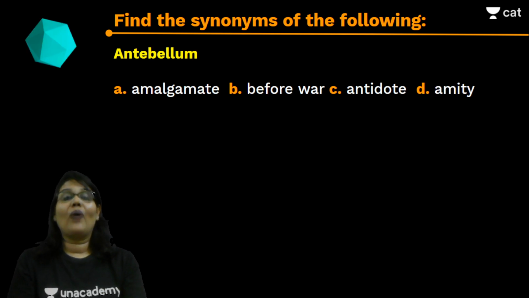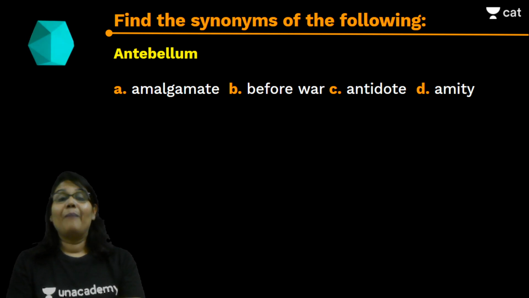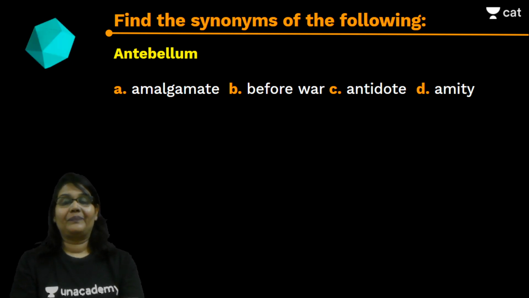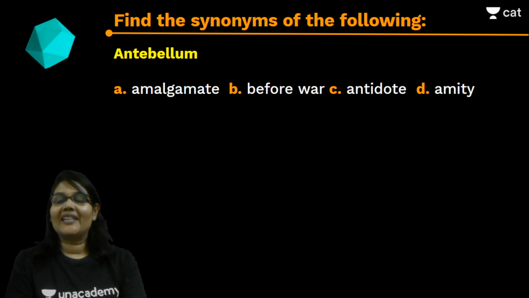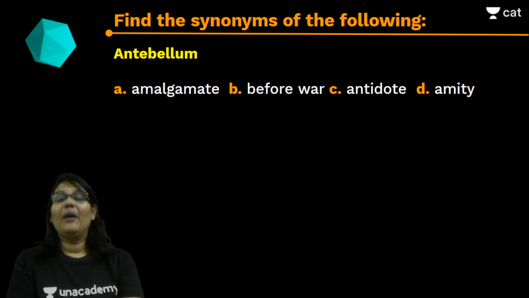Antebellum. Guys, here you have two root words. Understand those two root words before you come to a conclusion. So you have the words amalgamate, before war, antidote, and amity. You got it right. Yes, you're right. Great, guys. I will discuss this. Now, antebellum. Ante means before and bell means war, right? So, obviously, your answer should be before war.